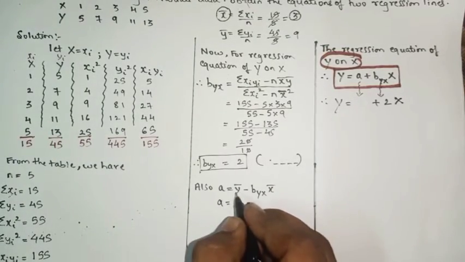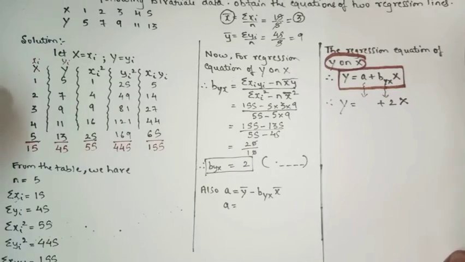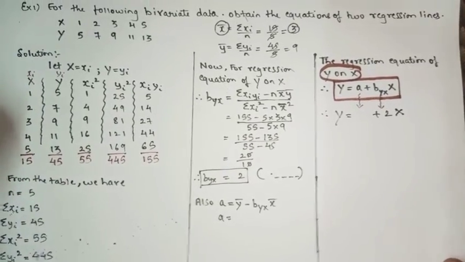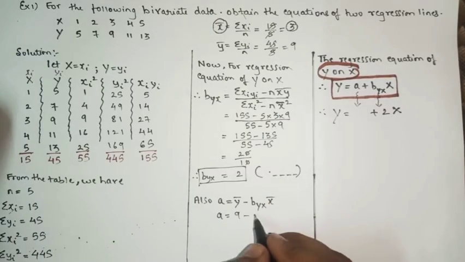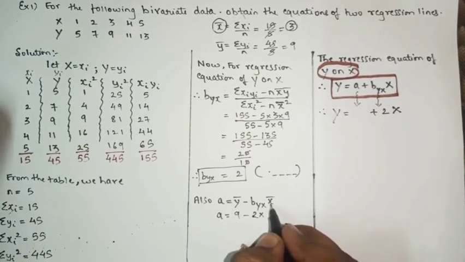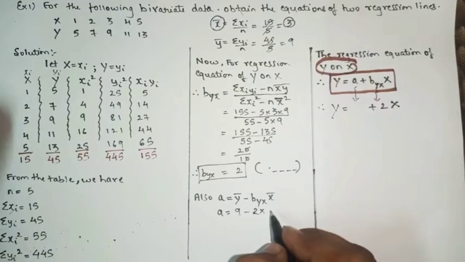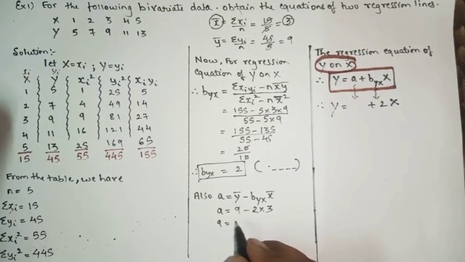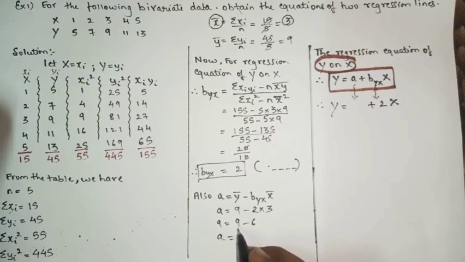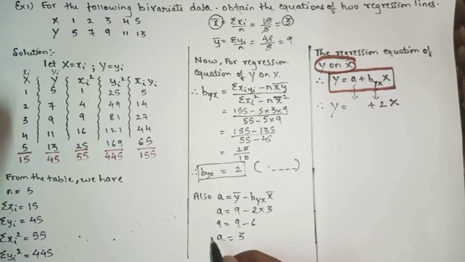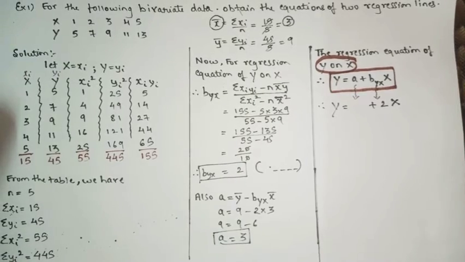So a, y mean. So y mean is what? 9 minus b_yx, which is 2. Just now we got x mean. x mean is what? 3. 9 minus 2 times 3 is 6. 9 minus 6 is 3. So here we got the value of a also.